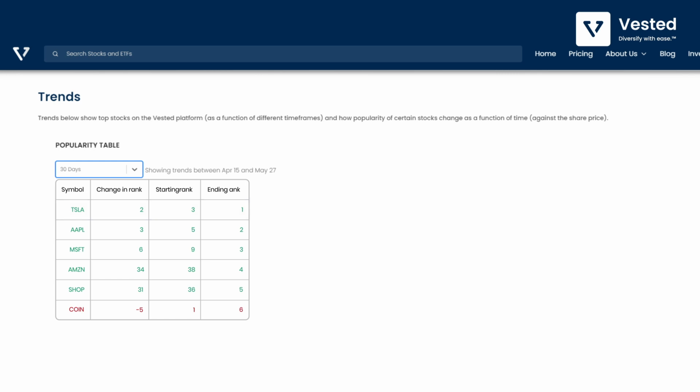Along with that, companies like Amazon, Apple, and Microsoft are also super popular. Nowadays, with cryptocurrencies trending, Coinbase has also been in popular demand on the Vested platform. Alright, to sum it up, today we talked about how home bias can be detrimental to your portfolio and how you can see what others in India are investing into via Vested Trends.